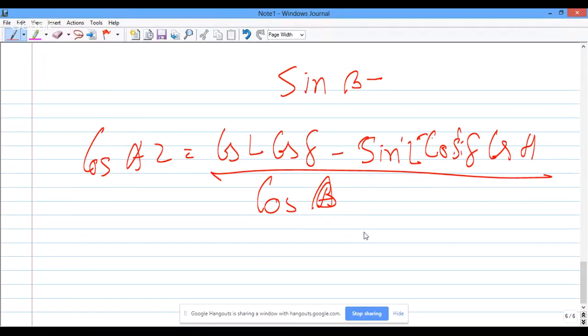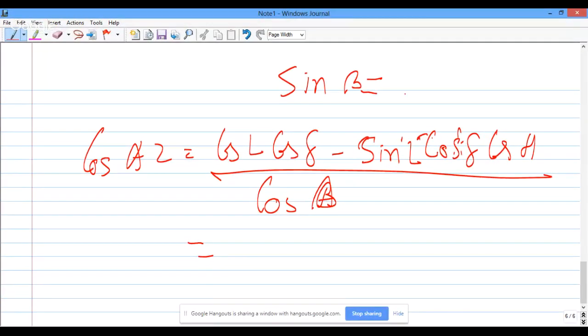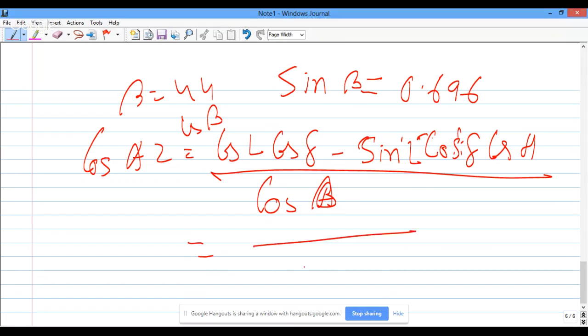Right. Okay, so using this formula, one can calculate this out. Now sine beta was known to us, it was 0.696. Beta was 44 degrees, and therefore cos beta one can find out, cos 44 degrees.